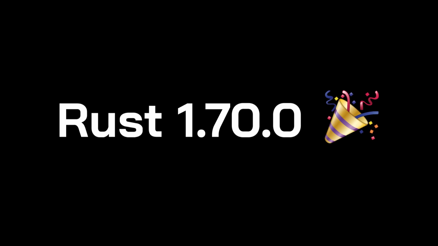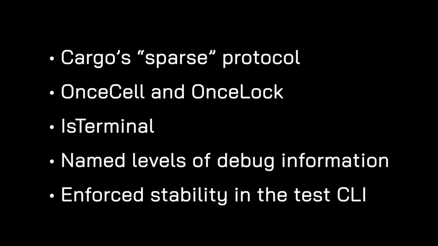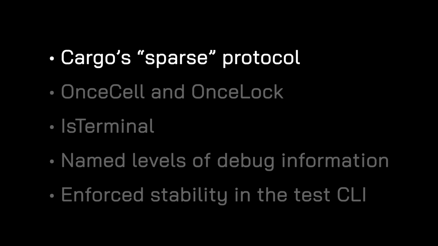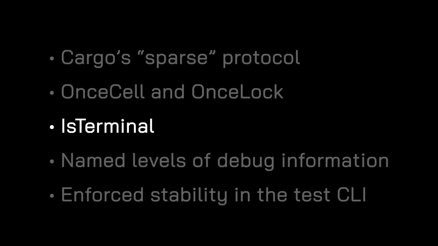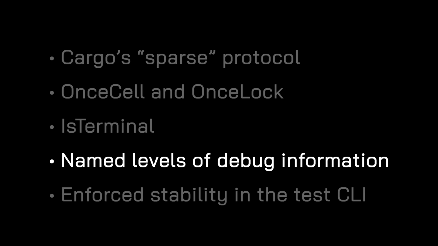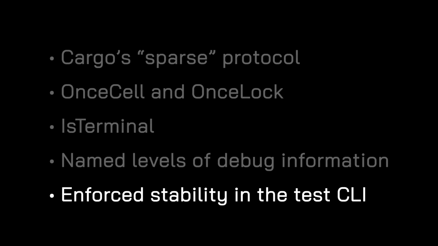In this video, we'll go over the latest release of Rust, version 1.70.0. Specifically, we'll cover the 5 big updates, which are cargo sparse protocol being enabled by default, once-cell and once-lock being stabilized, the newly stabilized IsTerminal trait, named levels of debug information, and enforced stability in the test CLI.